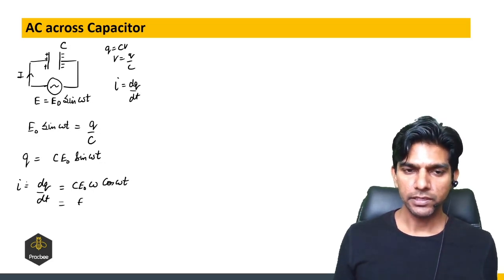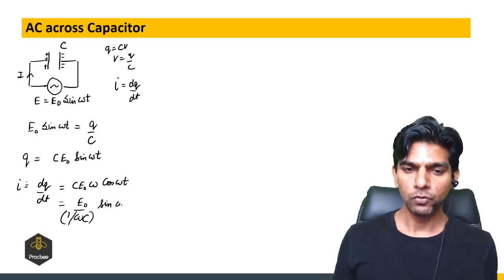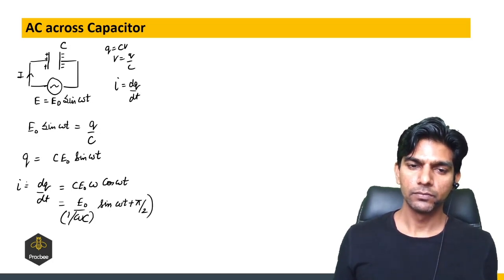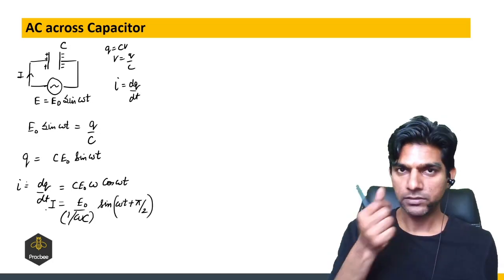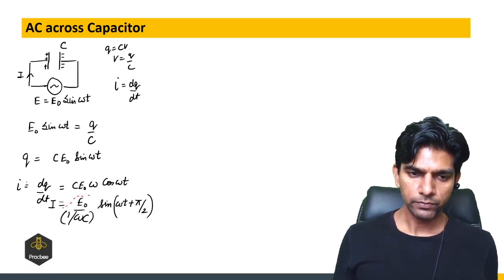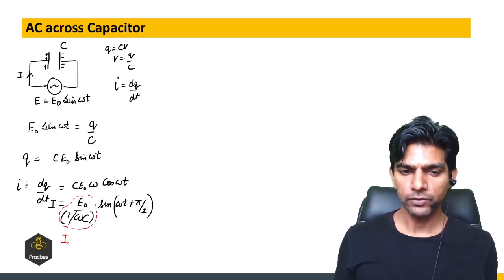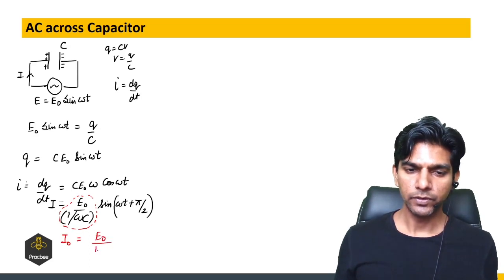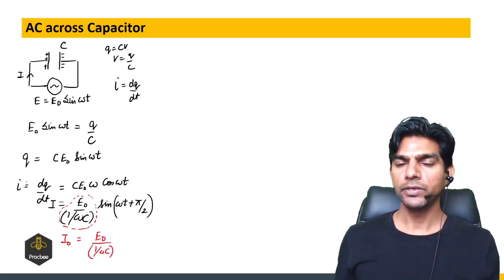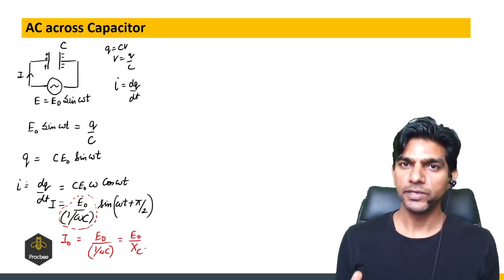And this can be written as E naught divided by 1 by omega C. And cos omega t can be written in terms of sine as sine of omega t plus pi by 2. So that is the instantaneous current in the circuit. And this factor is nothing but the peak current. So I naught is E naught divided by 1 by omega C. And this denominator 1 by omega C can be written as Xc, which is known as capacitive reactance.